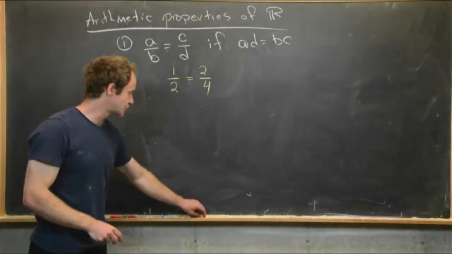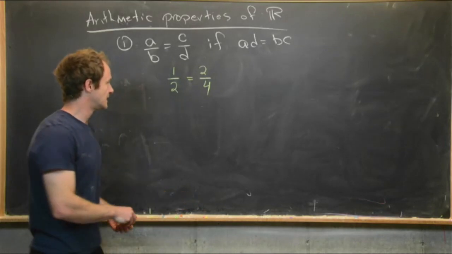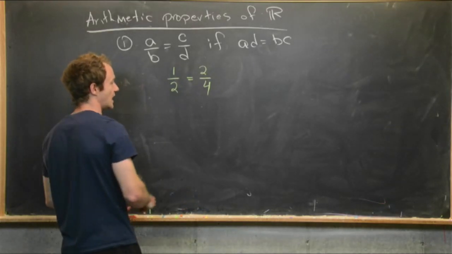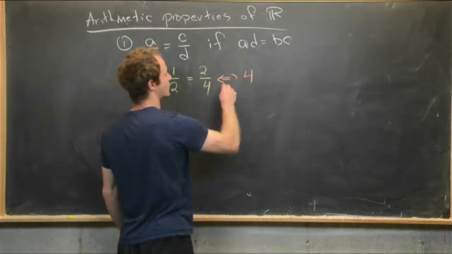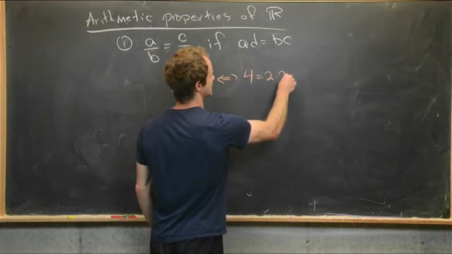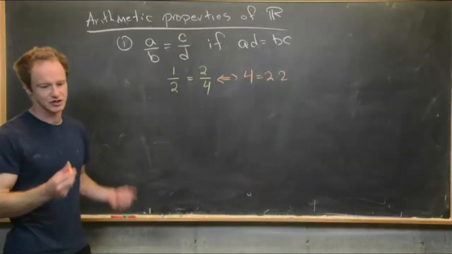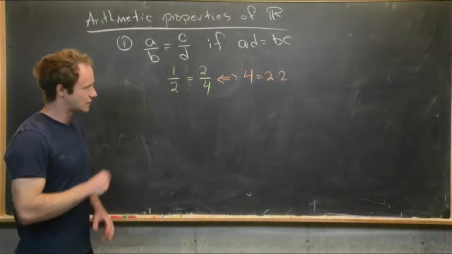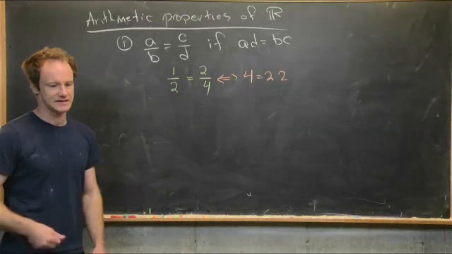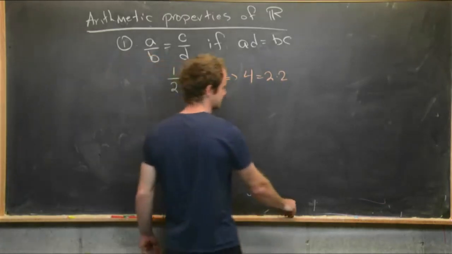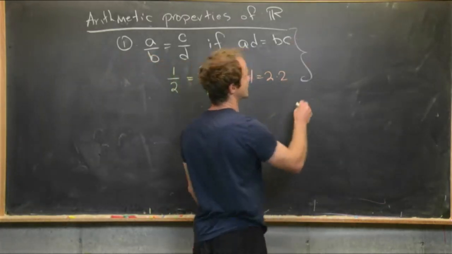And why is that true? That's because if you multiply the 4 up here, you get 4 times 1 is the same thing as 2 times 2. Essentially what this is saying is you can cross multiply. So just with numbers, this is not a big deal, but for solving equations, this is particularly useful.